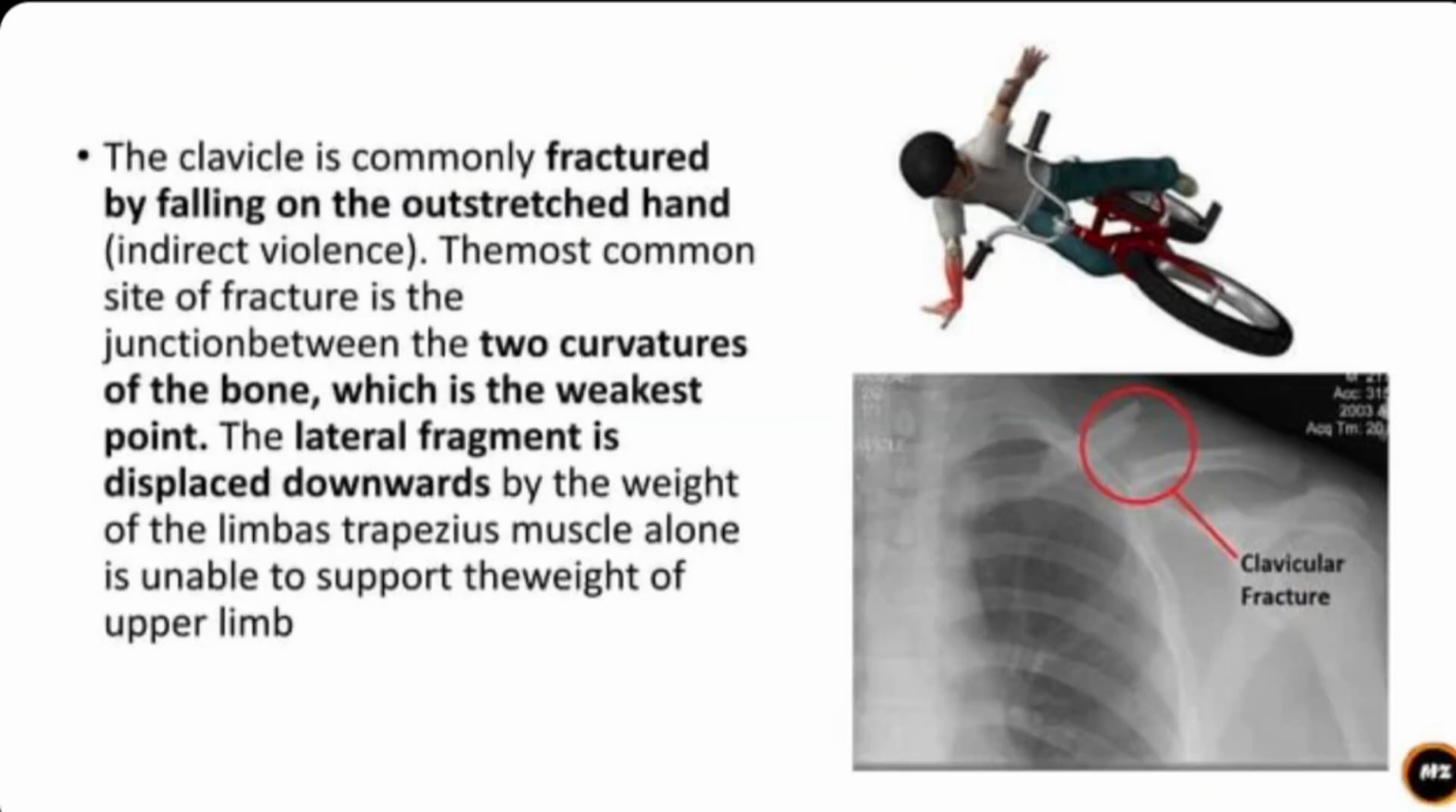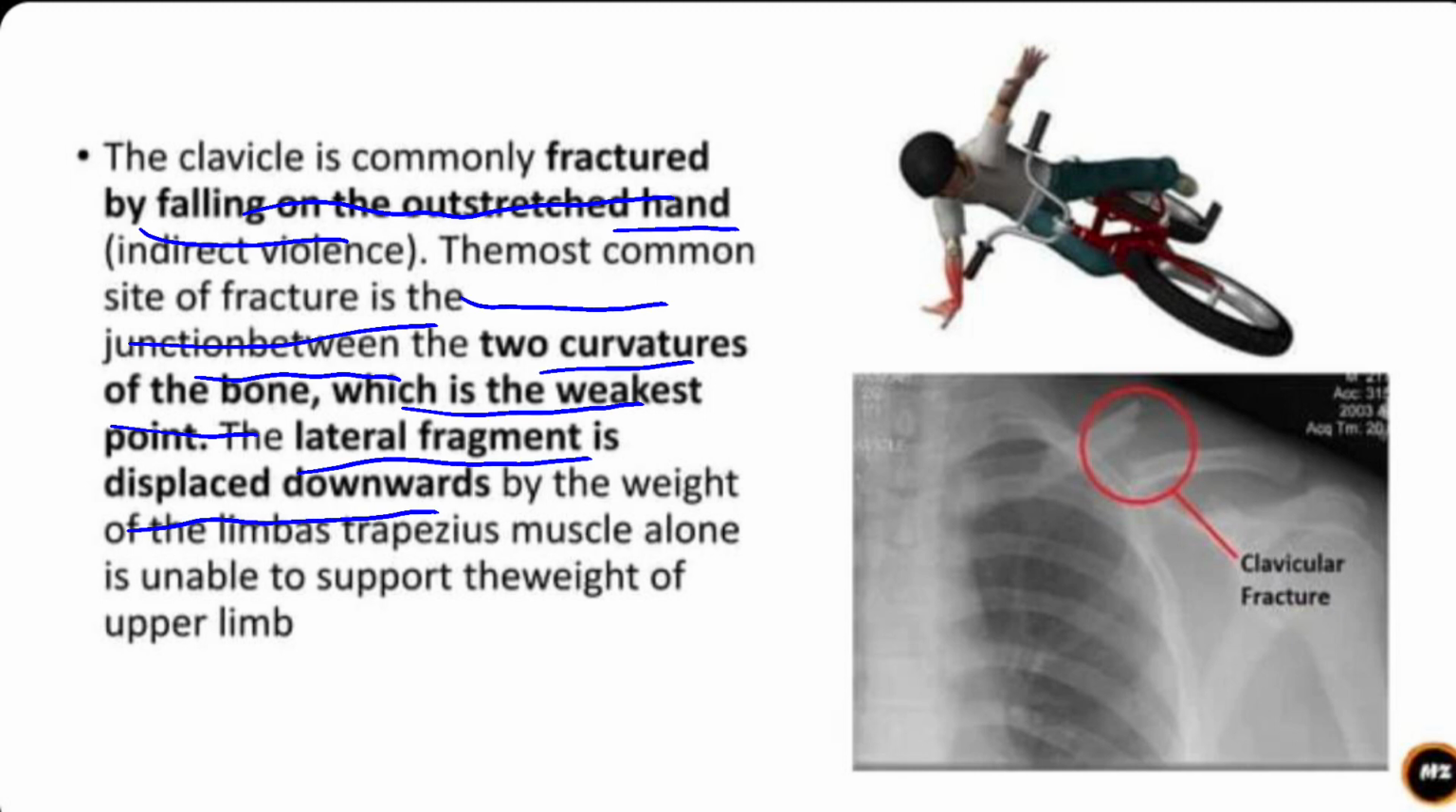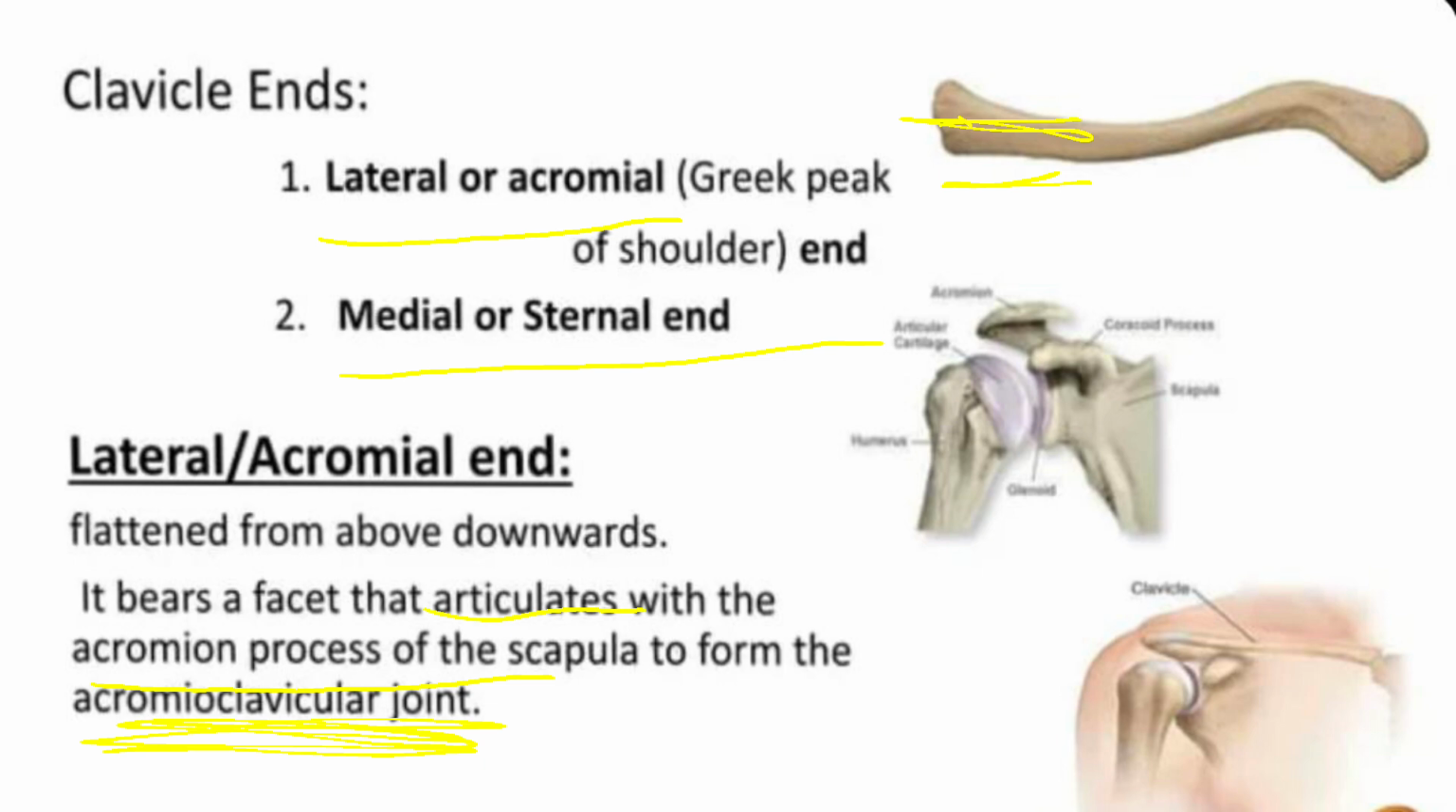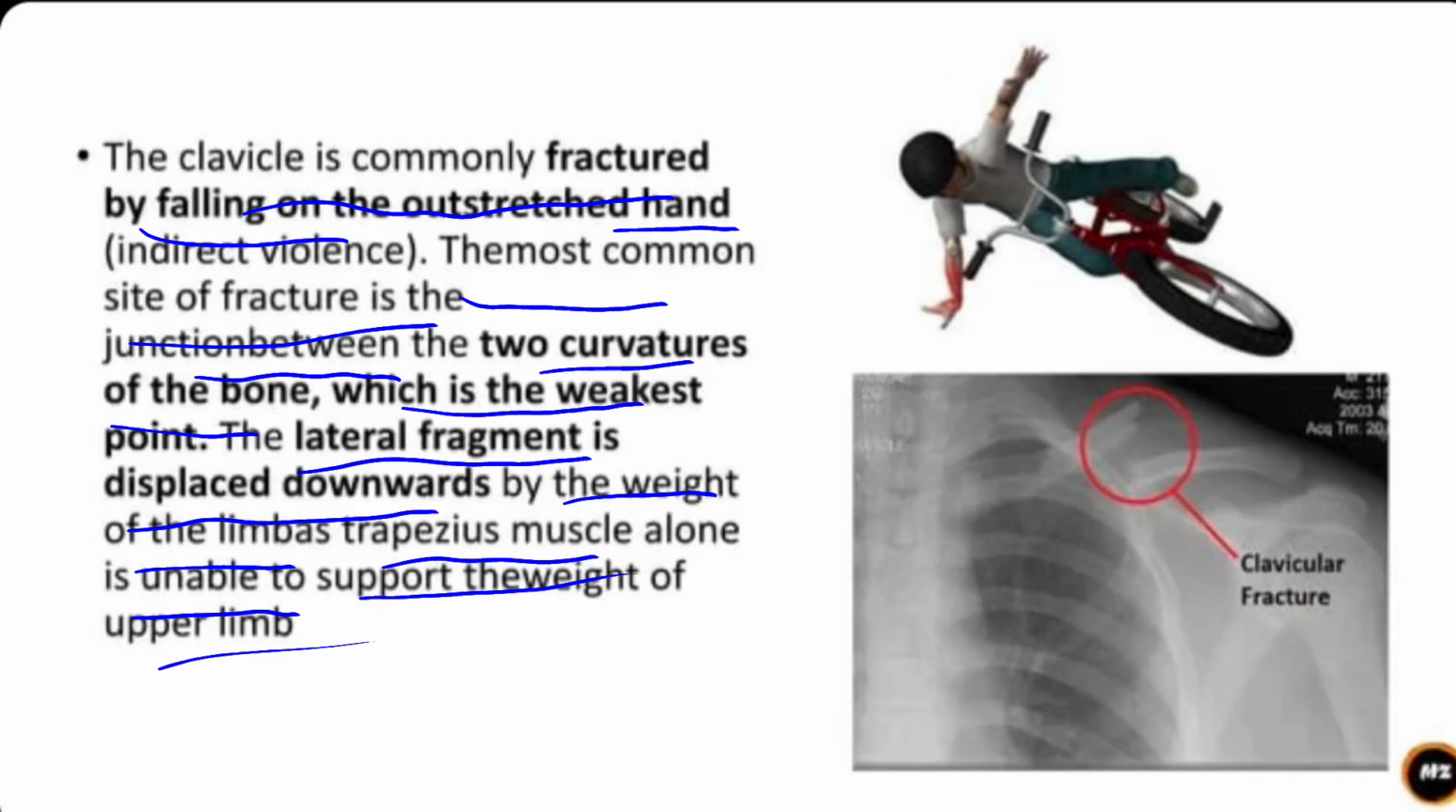When we go through the applied anatomy of clavicle, clavicle is commonly fractured by falling on an outstretched hand. The most common site of fracture is the junction between the two curvatures of the bone, which is the weakest point, because the lateral one-third and medial two-thirds are joining here. The lateral fragment is displaced downwards when you fall on an outstretched hand by the weight of the limb. Trapezius muscle alone is unable to support the weight of the upper limb.